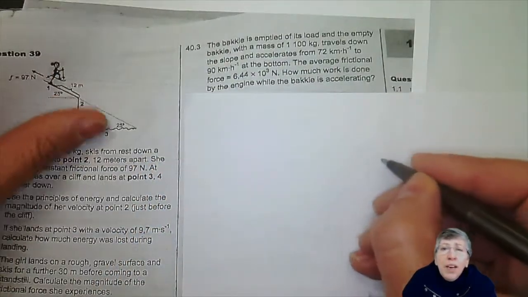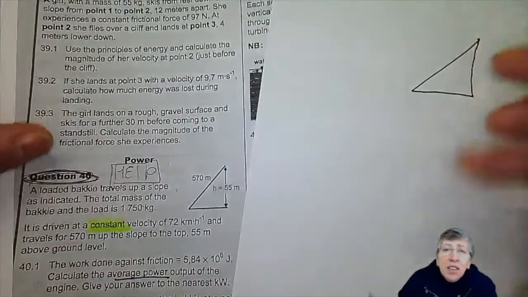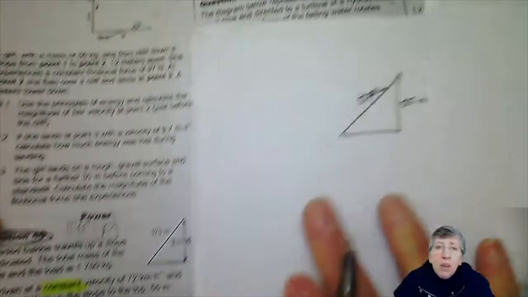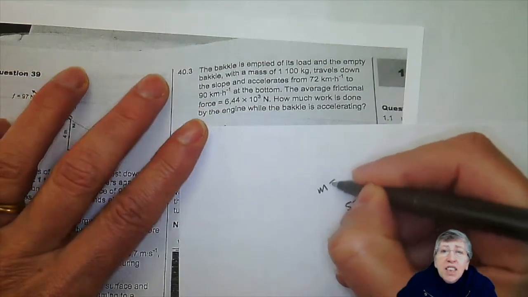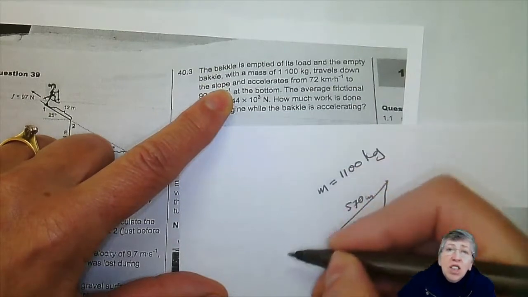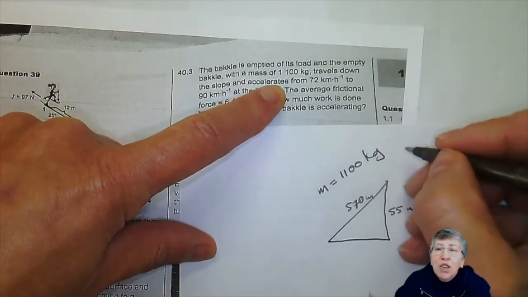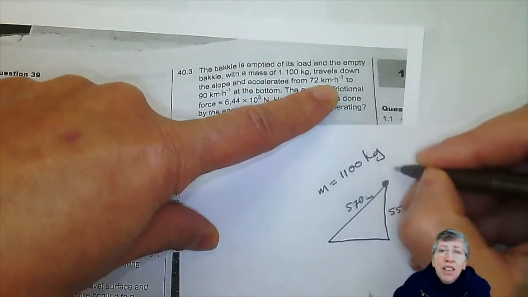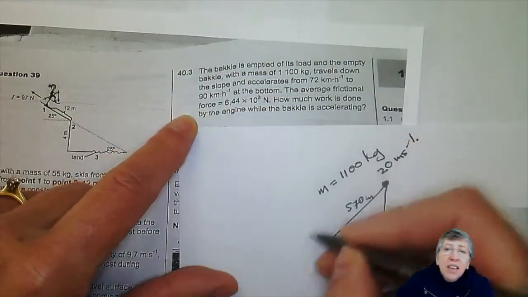So what do we know? What is going to stay the same? Obviously it's the same slope, so that 570 and that 55 meters will still be the same. Now, they've emptied it, and the mass is just 1100 kilograms, and now it's traveling down the slope, and it accelerates. So immediately I'm not working with Newton's first law, I'm now working with Newton's second law. It's starting at the 72 over there. Remember, we've already converted that to 20 meters per second. And it's going down here to 90.